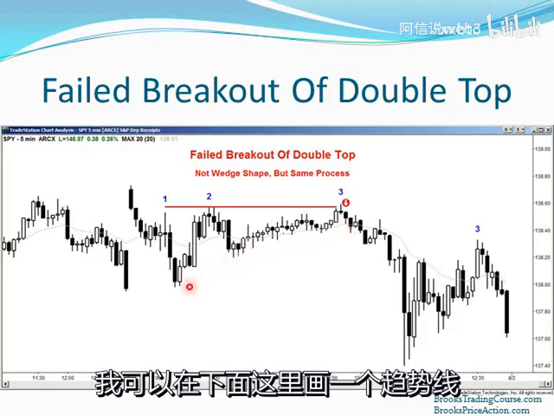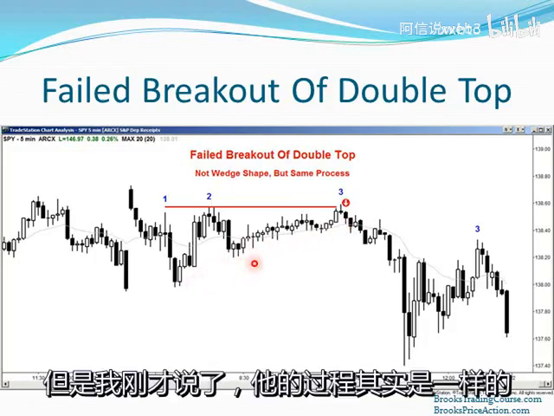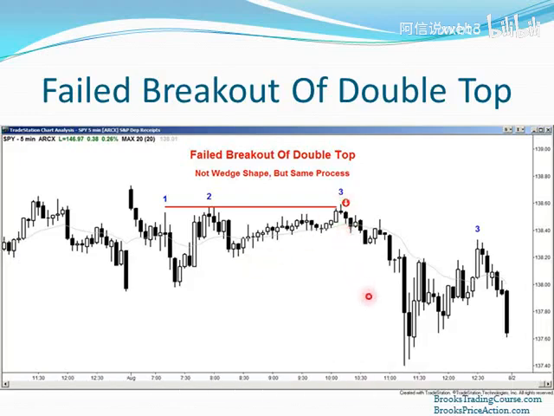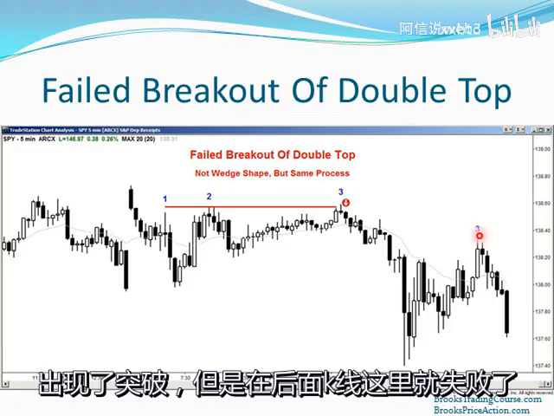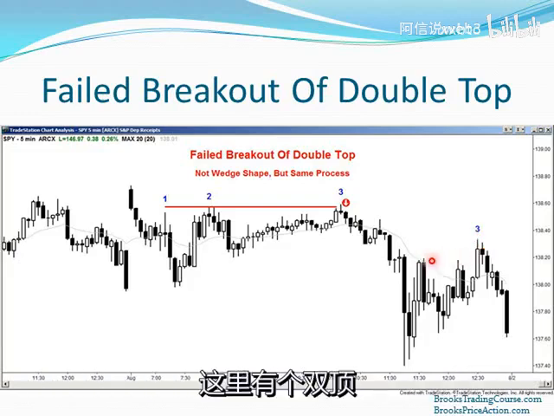I could have drawn a trend line below, and I could have called it a triangle. But again, it's the same process. 3 pushes, a failed breakout, and then a reversal. Here, 3 more pushes. We have a double top and a breakout, and it failed on the next bar. Functionally the same as a wedge.